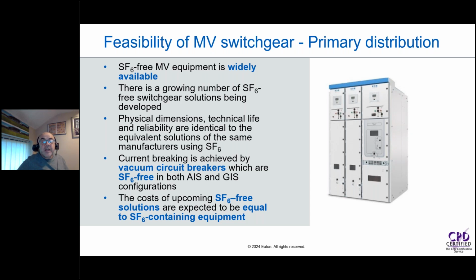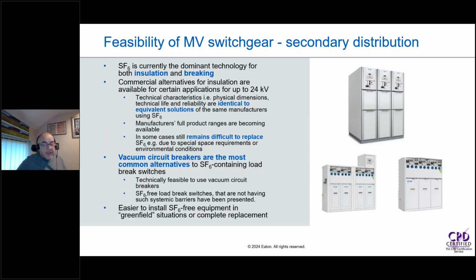Physical dimensions, technical life and reliability are identical to equivalent solutions that contain SF6. Current breaking is achieved by vacuum circuit breakers, which are SF6-free in both air insulated and gas insulated configurations. And the cost of upcoming SF6-free solutions is equal to or just marginally higher than equivalent equipment containing SF6. It used to be a lot higher 20 years ago. It's come down a lot, and it's nearly equal, and it's equal in a lot of instances, and the gap is reducing all the time. But total cost of ownership is a lot lower, as we'll talk about in the end.